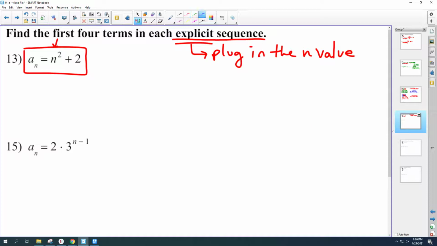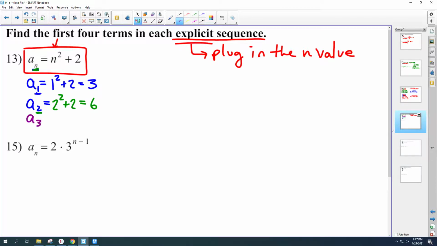So let's think about the first term. A1 is what you would get when you plug in 1. Notice this is n, this is n. We're going to plug that number in. 1 squared plus 2. That's 1 plus 2, that's 3. Now the second term. We are not doing recursive, so we do not plug in the last term, we plug in the n number. And the n number is this number right here, 2. So 2 squared plus 2, that's 4 plus 2, that's 6.